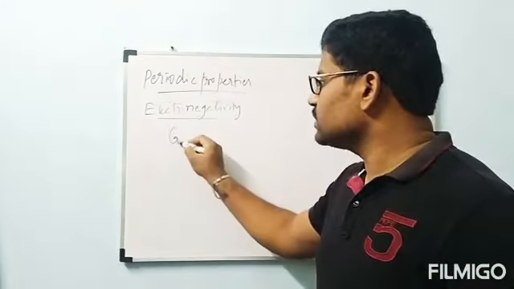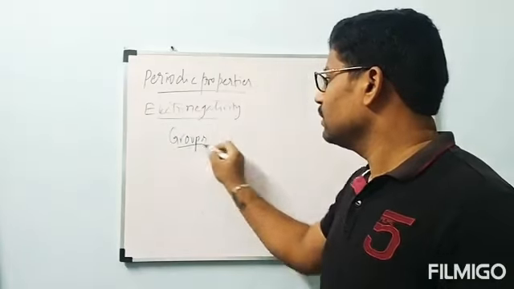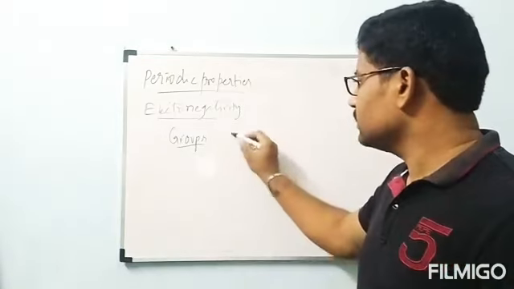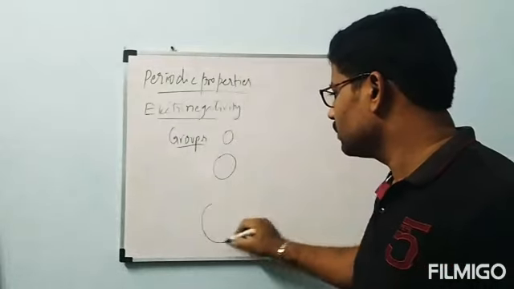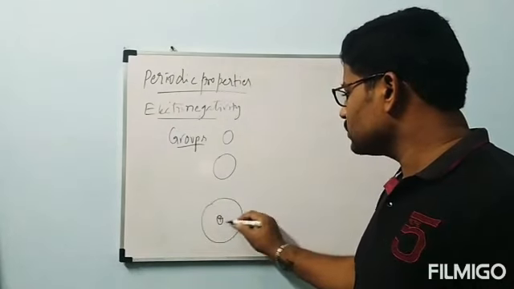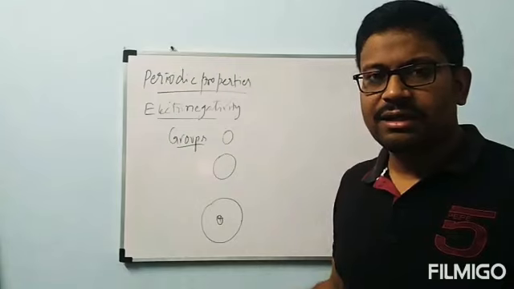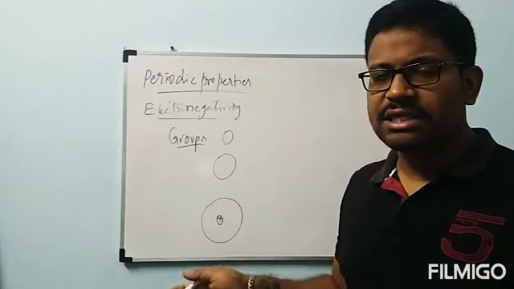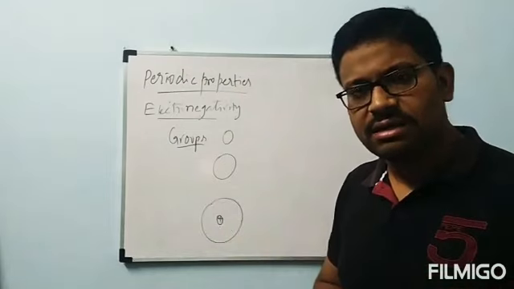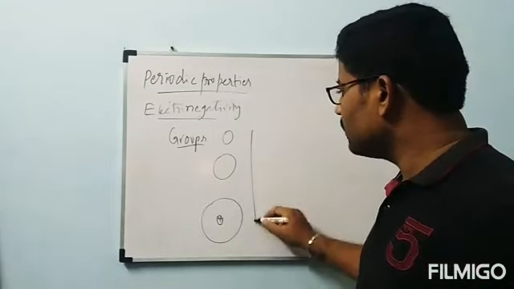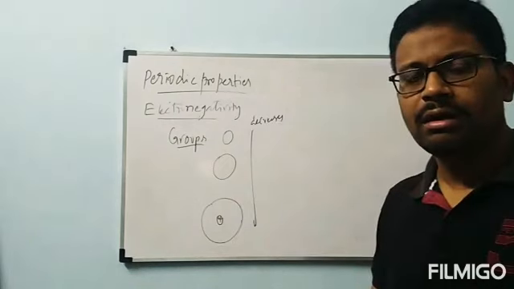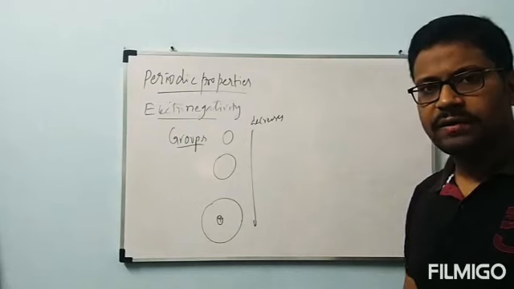Now coming to variation of electronegativity in groups. In groups, top to bottom, what happened? Atomic size increases. When atomic size increases, the distance from nucleus to outermost shell increases. Then the nucleus cannot attract the bond pair of electrons effectively. Because of that, top to bottom, electronegativity decreases.